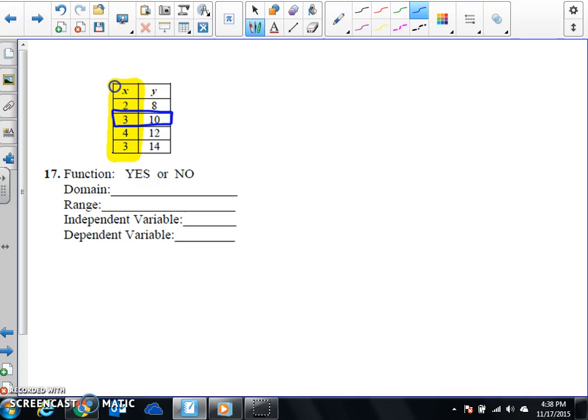So now I'm going to focus in on these two numbers. 3 was hanging out with 10 on Tuesday, and then 3 decided to go hang out with 14 on Thursday. No, not a function. Now, when it comes to domain and range, you should think about doxray.